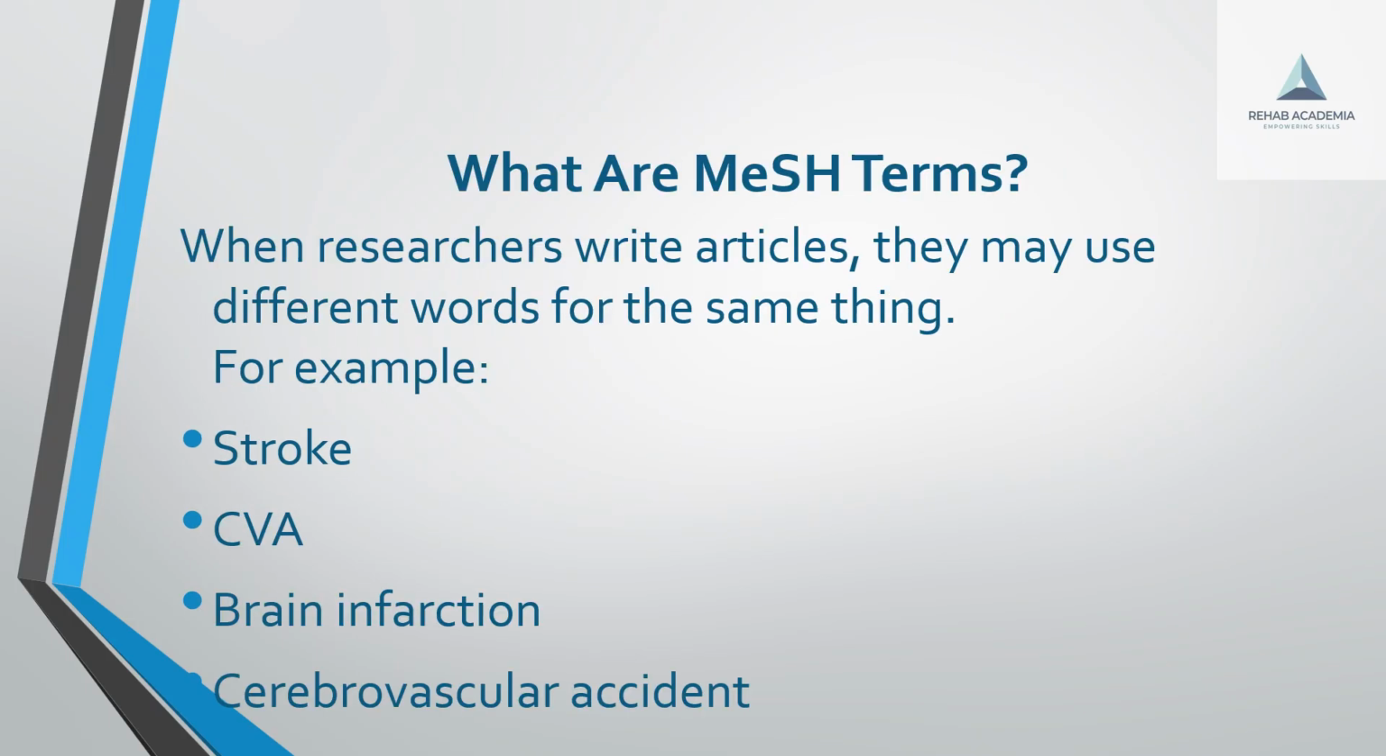What are MeSH terms? When researchers write articles, they may use different words for the same thing. For example, stroke, CVA, brain infarction, cerebrovascular accident, they all mean almost the same thing. To avoid confusion, PubMed assigns one official label to the articles about stroke. That label is called MeSH term, Medical Subject Heading. So, instead of guessing which word the author used, you can search using the official label, and PubMed will find all articles tagged with that topic, even if the wording is different.